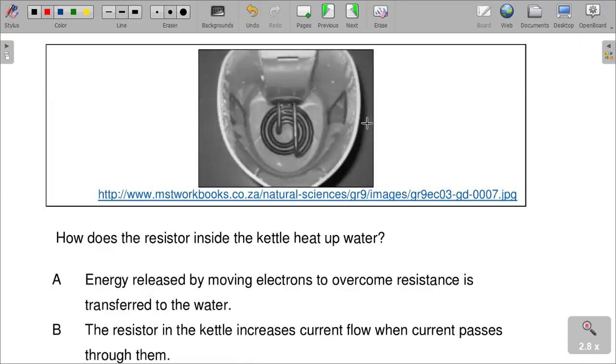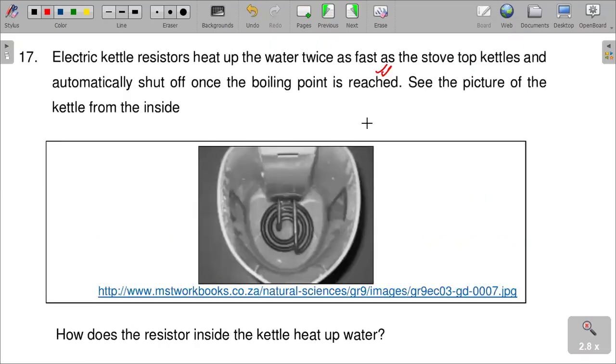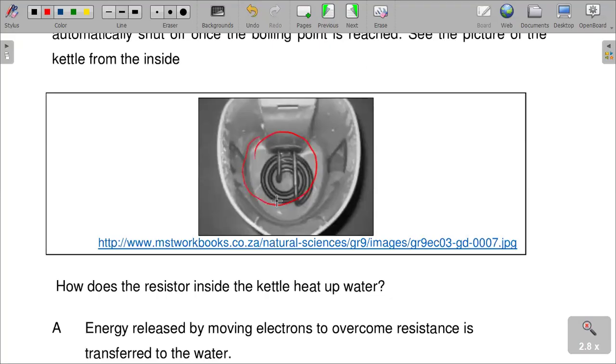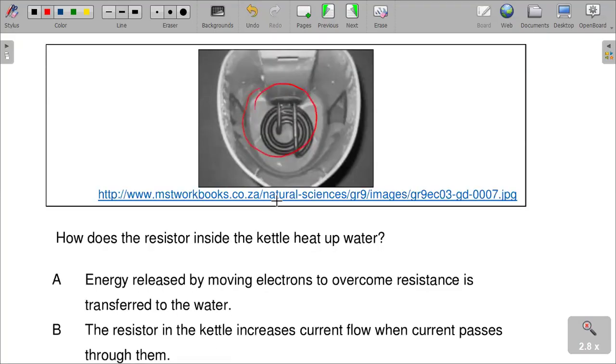How does the resistor inside the kettle heat up water? You can see that this is a kettle from inside. We are to understand that energy released by moving electrons to overcome resistance is transferred to the water, which is A.